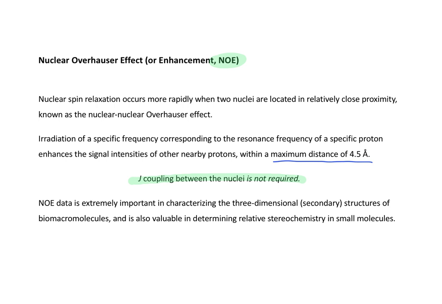In this class, our discussion of nuclear Overhauser effect will be limited to small molecules, but be aware that NOE data is critically important in the characterization of biomacromolecules by NMR spectroscopy.